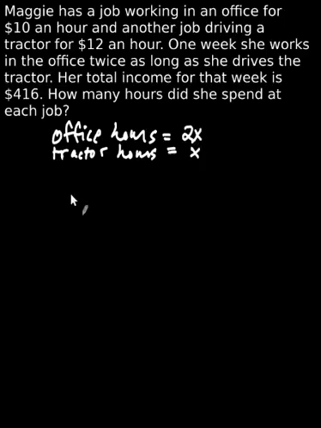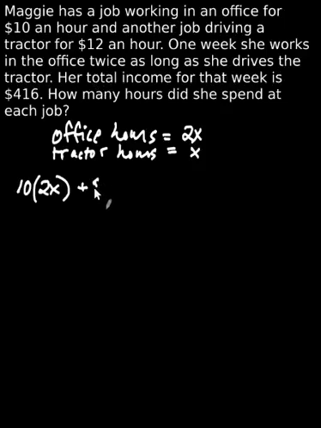Okay? And now there must be information that's unused to create our equation. Well, there is. She gets paid $10 an hour in the office and $12 an hour driving the tractor. Every hour in the office she gets paid $10, but she works a total of 2 times x hours in the office. So I have to multiply her hourly rate, which is 10, by the number of office hours, which is 2x. And to that I'm going to add how much she makes driving the tractor. For 1 hour on the tractor, she makes $12.